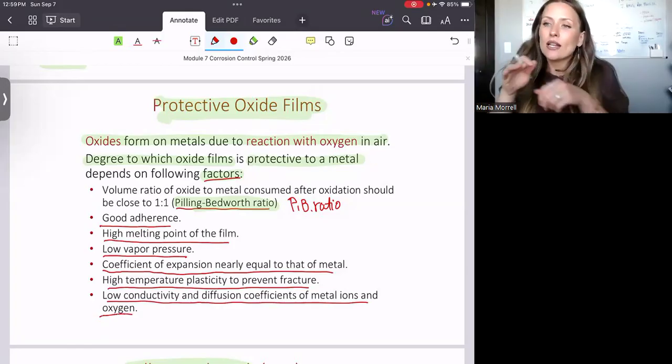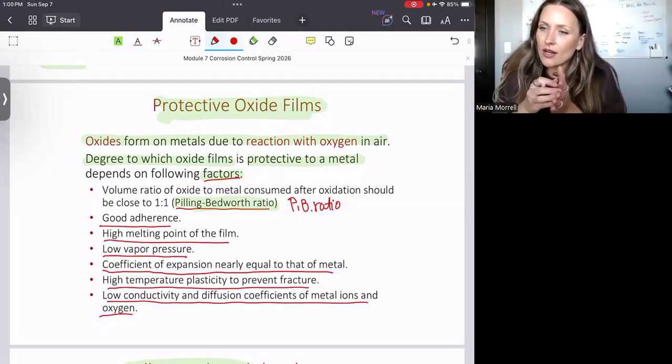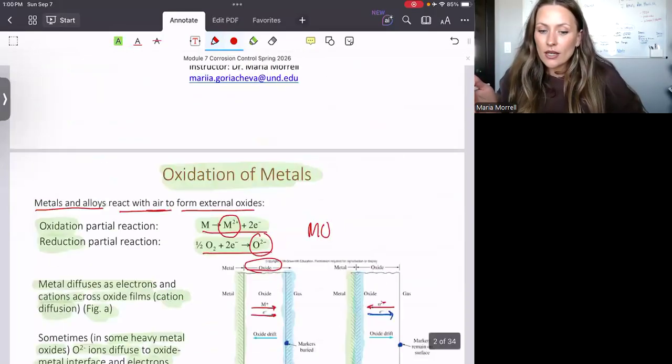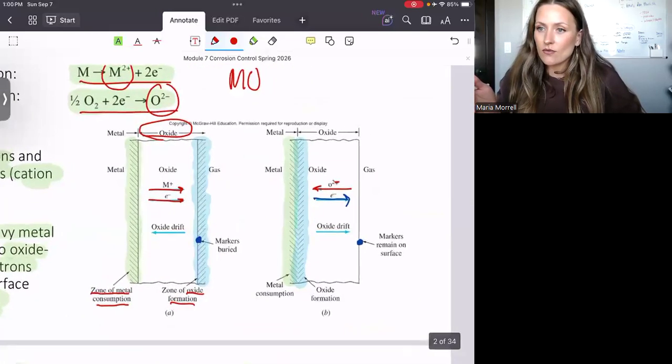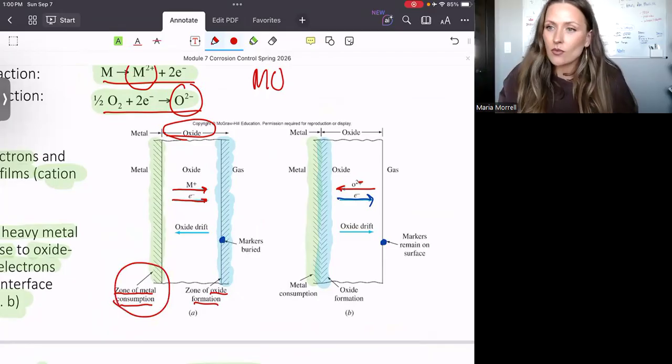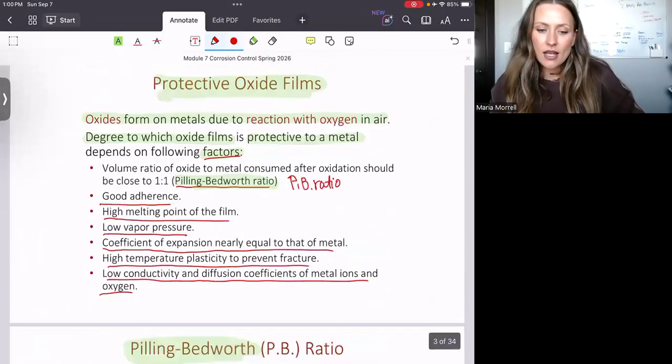Because once that coating is produced, you don't want the coating to conduct either metal ions or the oxygen, right? Because if you allow the flow of either of those, you will end up dealing with this process, right? You will end up with the material being consumed over time, right? So hopefully that makes sense.